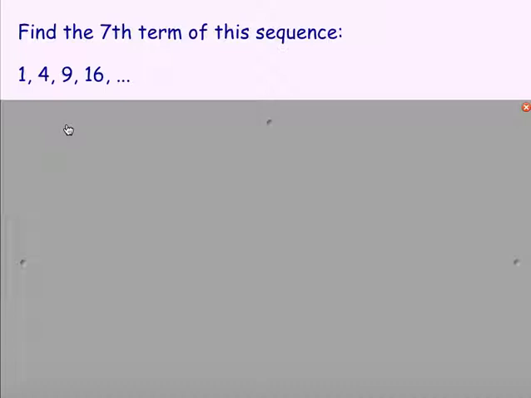Find the 7th term in this sequence. Well, it looks like we're looking at square numbers. So if the first one in a position of 1 is just 1 squared, this one's 2 squared, 3 squared, 4 squared, meaning the 7th term would have to be 49.